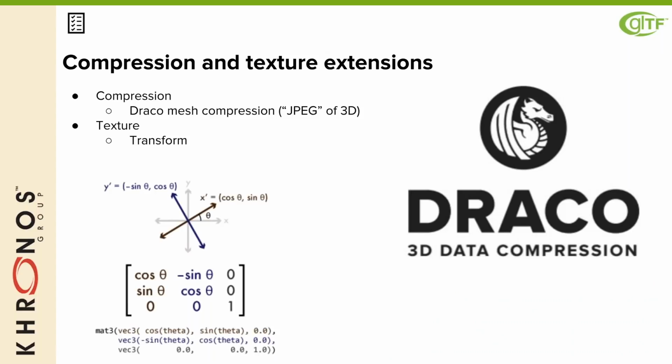What else do we have? Everybody says, and this is what I also believe, that glTF is the JPEG of 3D, and JPEG is also about compression. So we have compression, and we have a texture extension. Let's first talk about the compression. We have, and it's already ratified, the Draco compression. It's basically a library by Google.